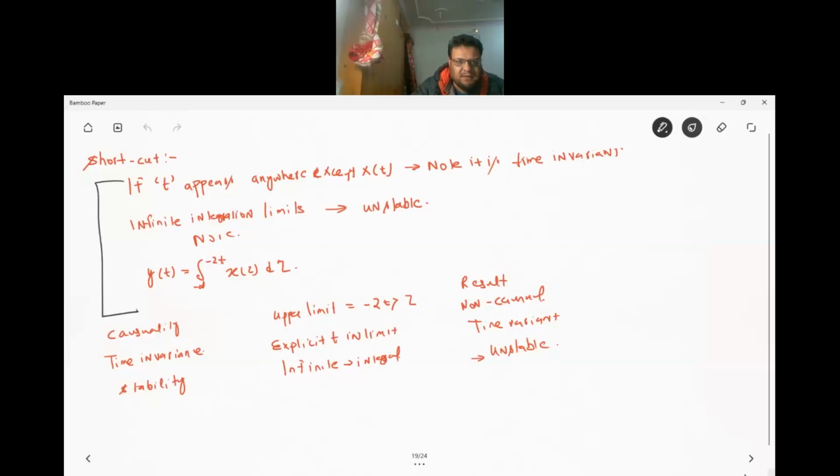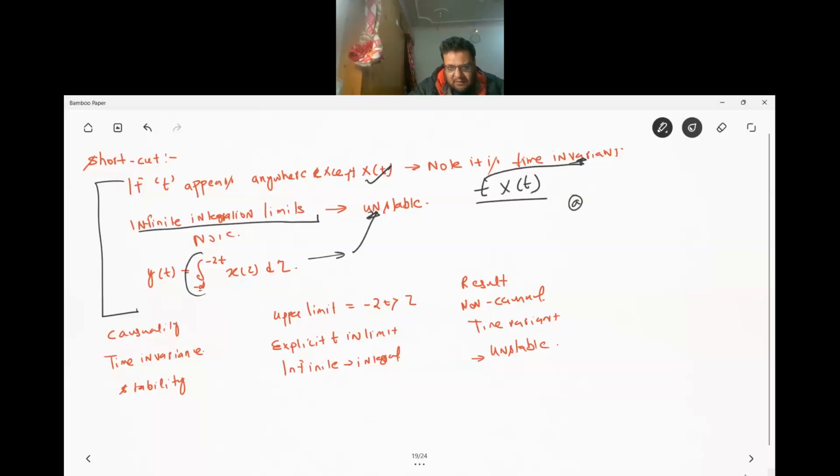So the shortcut for the GATE examination is: if t appears anywhere except in x of t, like t x of t, straight away you can say that it is time variant. Infinite integration: if you get an infinity anywhere in the signal, this means the system is unstable. Okay. So in the earlier question they had asked, three options were given: whether it is time invariant, whether it is stable, whether it is causal, whether it is non-causal.